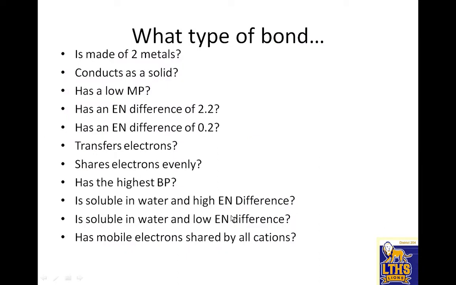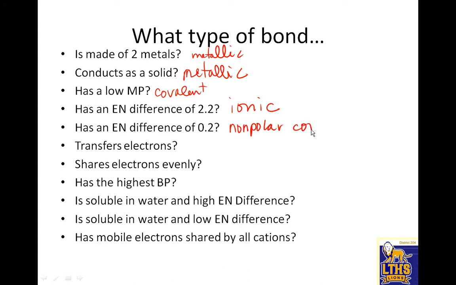All right, so what type of bond is made of two metals? That's metallic bonding. Conduct as solid. The only ones that conduct as solid are metallic. All right. Has a low melting point. The only ones with low melting points are covalent. Maybe some metals. Okay, electronegativity difference of 2.2 is ionic. This is nonpolar covalent. Covalent.